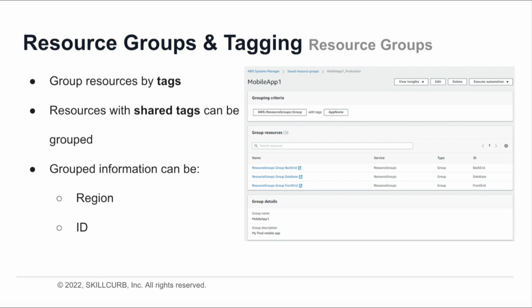Resource groups, in combination with AWS Systems Manager, allows you to control and execute automation against entire fleets of EC2 instances all at a single button press.